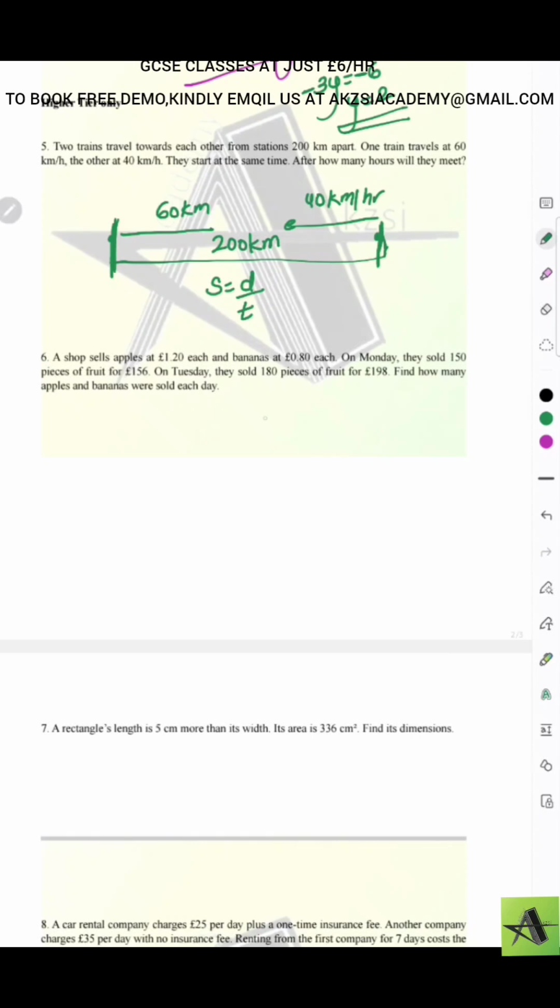Let's say apples are worth 1.2 and bananas worth 0.8. So on Monday they sold apples, and I'm representing them as x and bananas as y. So x is the number of apples sold and each is 1.2. So 1.2x plus the number of bananas y, each is 0.8y, and together they equal 156.